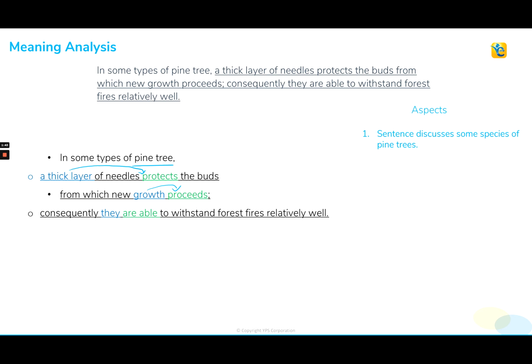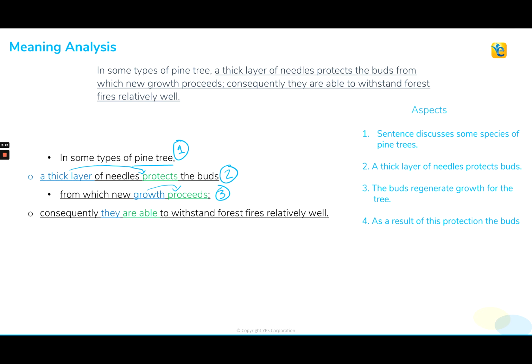So we know the sentence discusses some species of pine tree, and that's being talked about right up here. That's our first main idea or key aspect. The second thing we get is that a thick layer of needles protects the buds. So this is our second piece: all those needles covering those buds to protect them. And then the third aspect is the buds regenerate growth for the tree. So we get this new growth proceeding, and that growth is what's going to regenerate that tree.